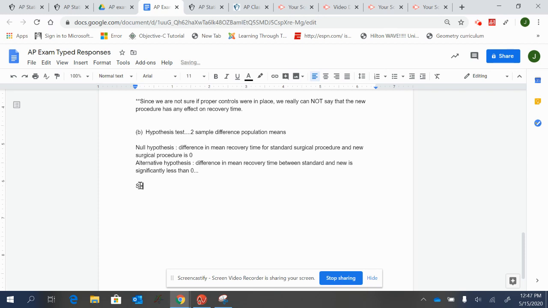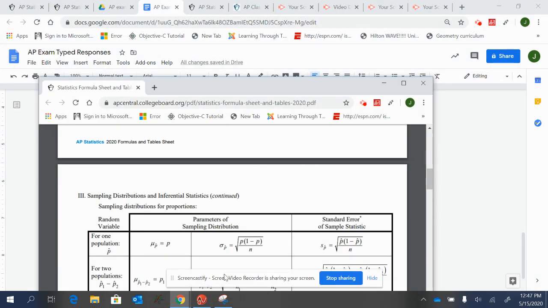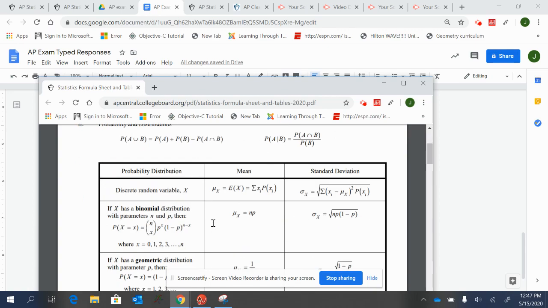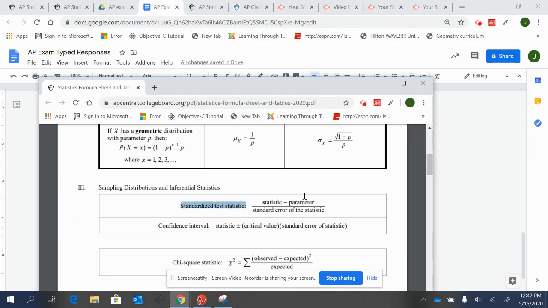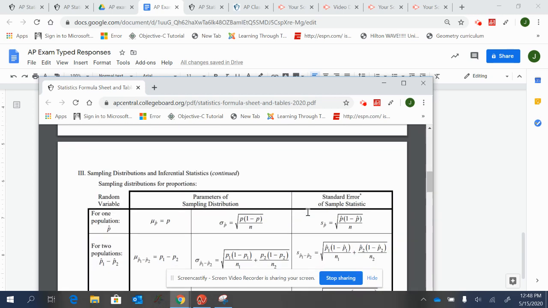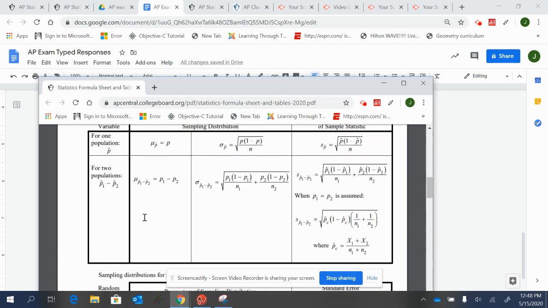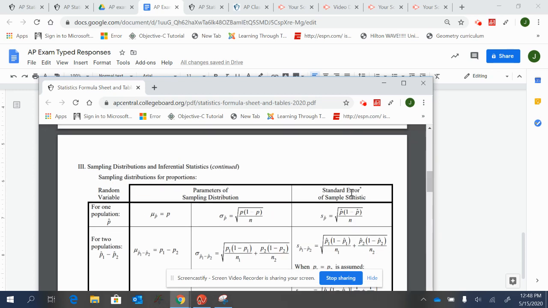Now, go look at your standardized test statistic from the formula sheet. Let's see. Where is that? Formula sheet. Oh, back up here. So, formulas, standardized test statistic. The parameter is going to be zero. The statistic is going to be the difference in sample means, and the standard error of the statistic we'll go look at. Let's see. Parameters.